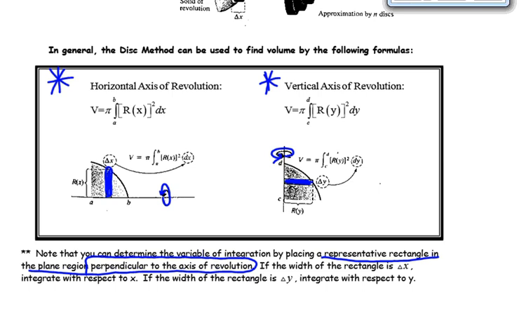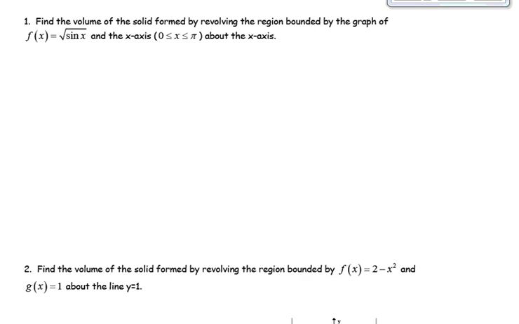So let's just see how this looks in a problem. We want to find the volume of the solid formed by revolving the region bounded by the graph of square root of sine x and the x-axis from 0 to pi about the x-axis. When they say about the x-axis, they're telling us that's the axis of revolution. All right, so if our axis of revolution is horizontal, then we want to find everything with respect to x.